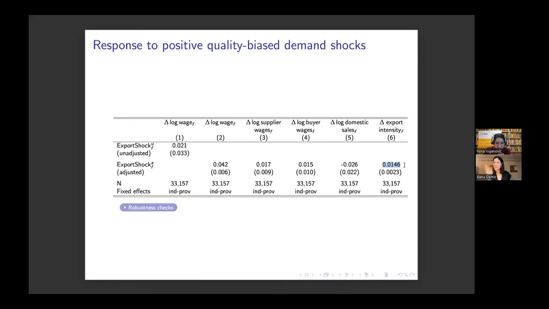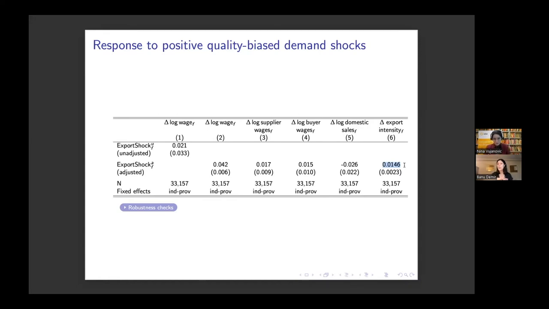No. So basically, these are just backward and forward linkages, right? In a way, supplier and buyer. So basically, of a firm that is exporting. Okay, so this is what it is. Yeah, but as I said, so now we are including all suppliers when constructing.